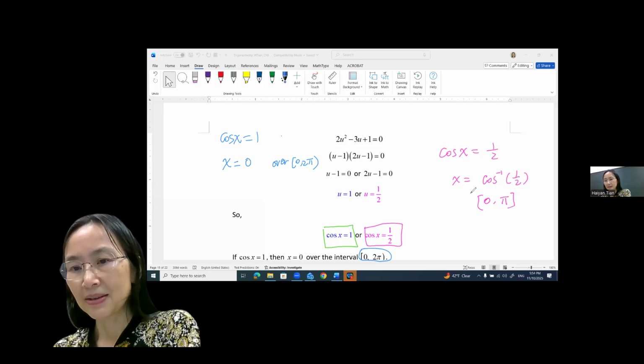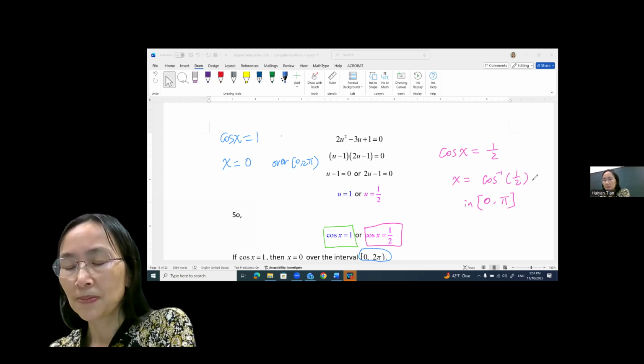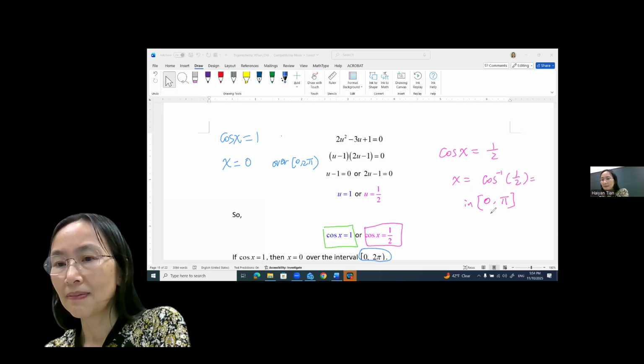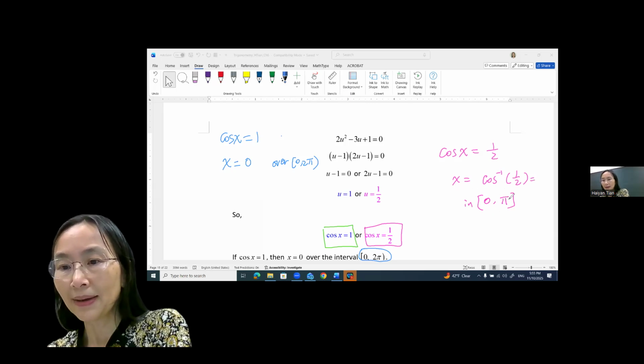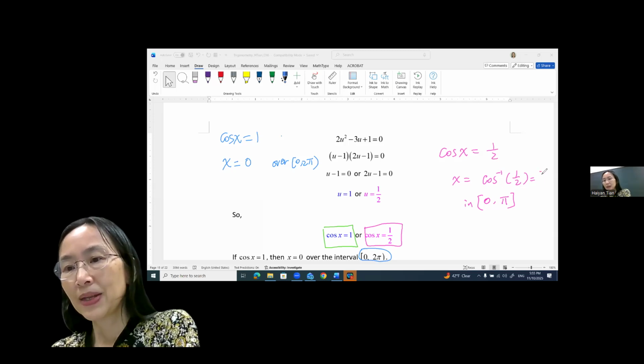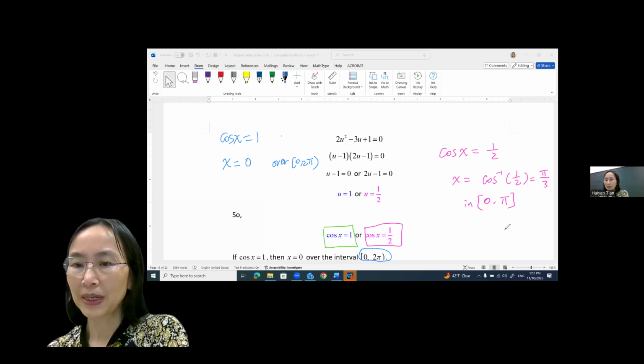right? What is the x? So this way you find an x in that interval by doing inverse. But still, we can give such a cosine inverse. Cosine inverse means what is the angle x in the interval from 0 to pi whose cosine is half. And we know that value is pi over 3. Yeah, pi over 3.